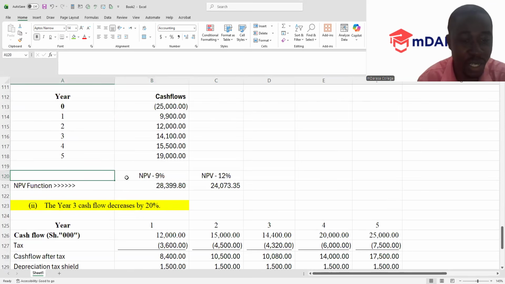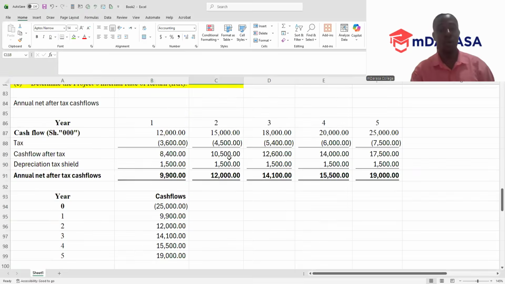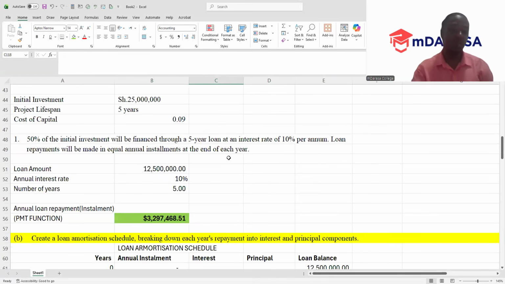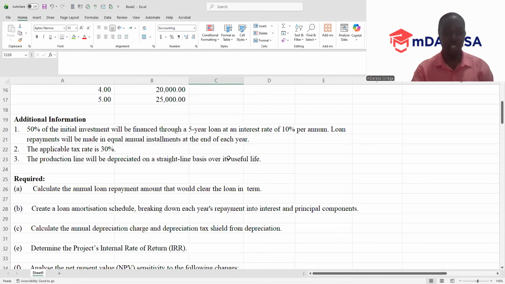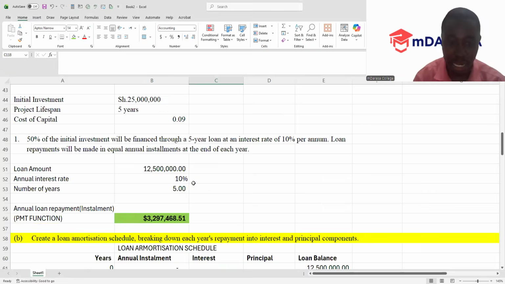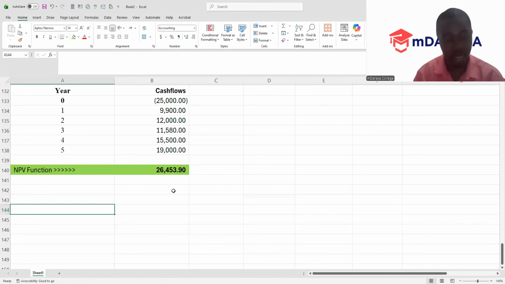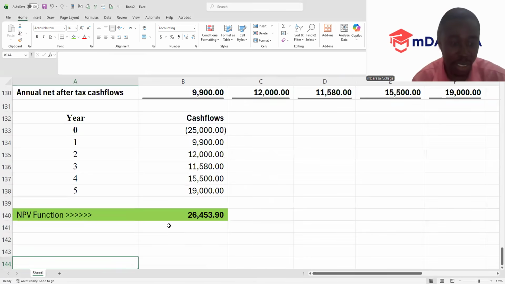So then already within few minutes, you have worked out all these questions. As was mentioned, presentation is literally very key. This is what will save you a lot. Presentation is very key. So this is the first part, or question number 22 of business data analytics. In this case, CPA, KASNEB, August 2025.